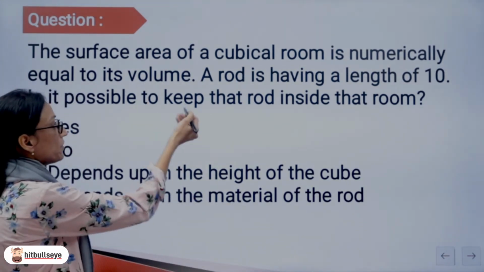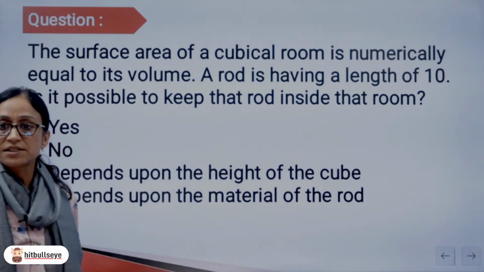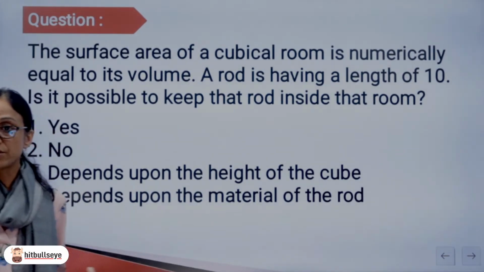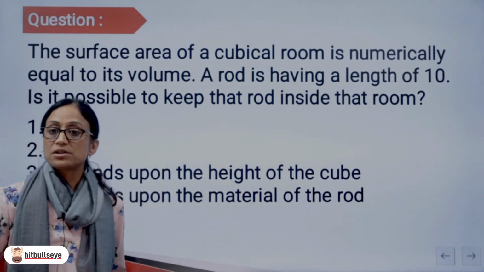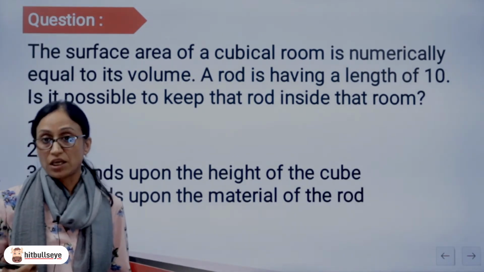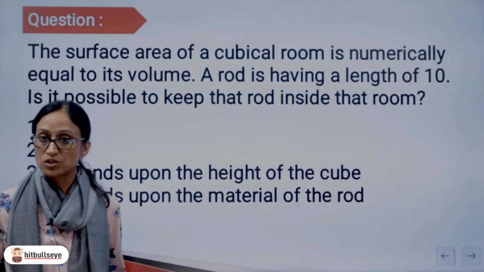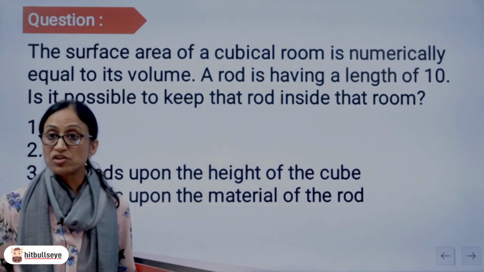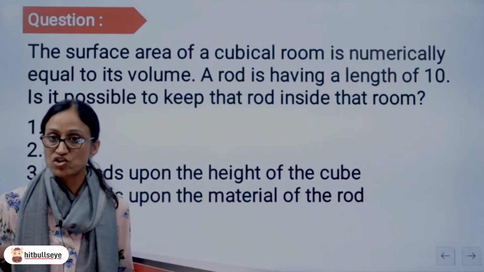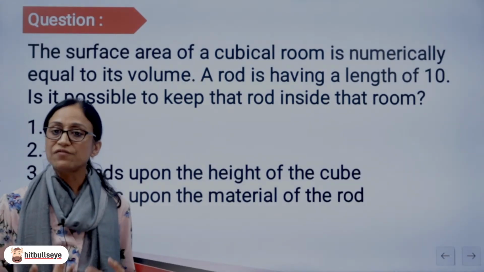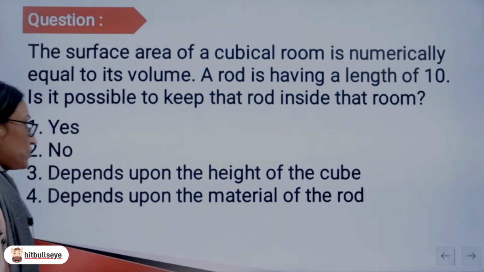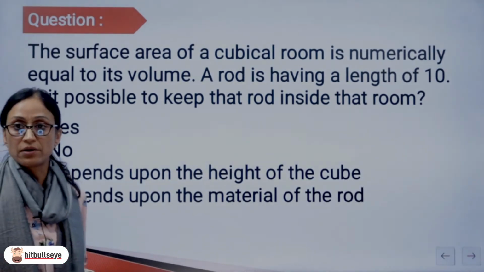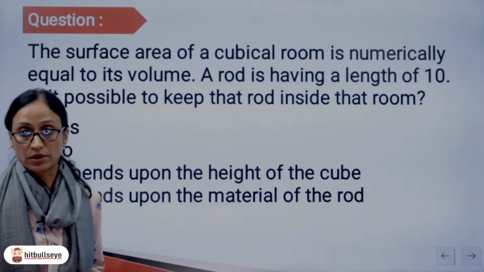So what is surface area of a cube? It is 6 times a square. What is this a? The side of the cube, or we can say the edge of the cube. What is the volume of a cube? It is a cube. So if we equate these two as per the question's language, what do we get to know? The dimension of the side or the edge of the cube. After finding that, the question says, if you want to keep a rod which is having a length of 10, will it be possible for you to do that or not?